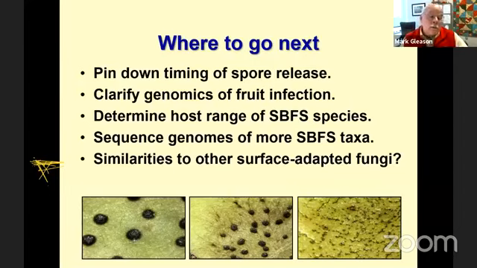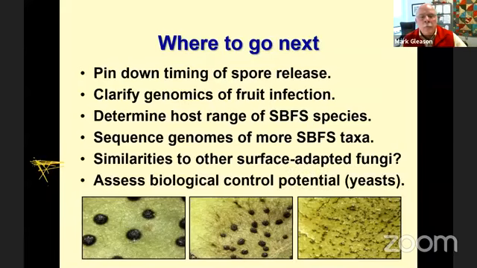We need to know, I think this is a bigger question now, how similar are these fungi to other surface adapted fungi? We have fungi that live on rocks. We have fungi that live on other kinds of plant surfaces or other kinds of surfaces on Earth. How are these fungi related to those? And I think that's still a somewhat unanswered question. And another area that I think plays into a strength in Pakistani plant pathology, based on what I've seen and read, is looking at the biological control potential for other microbial inhabitants of the fruit surface, such as yeasts. There are many yeasts on the surface of apple fruit, and that's essentially an unexplored area.